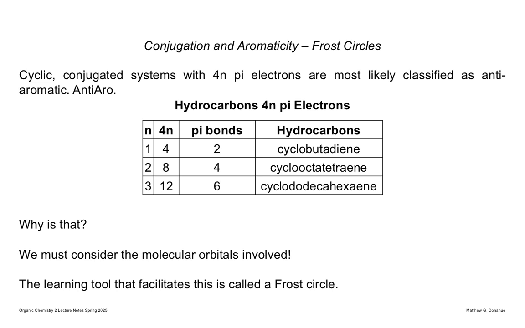So the 4n, if we start with 1, that gets us 4. That means there's 2 pi bonds. Example of that would be cyclobutadiene. So the math just kind of holds. You're just doing some multiplication, and then this tells you the number of pi bonds.